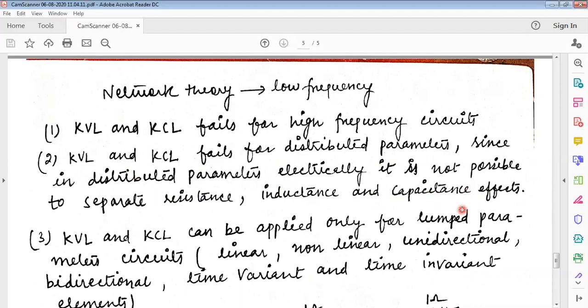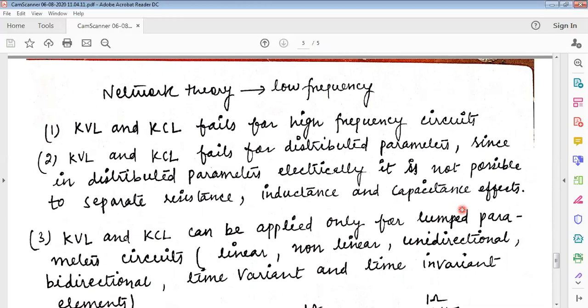Distributed means whatever elements are there, whether the element is resistance or the inductance or the capacitance, all the elements are distributed in a circuit. They are not present at a point. So you cannot apply KVL and KCL if they are distributed parameters. So electrically it is not possible to separate them. Already they are distributed in a circuit.